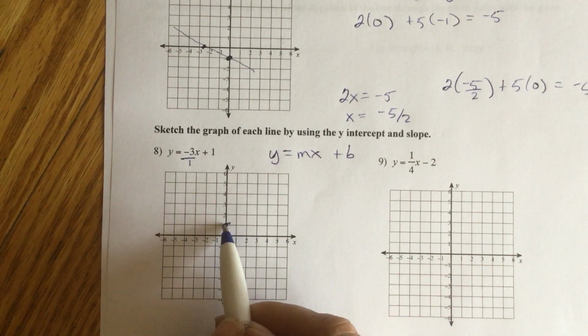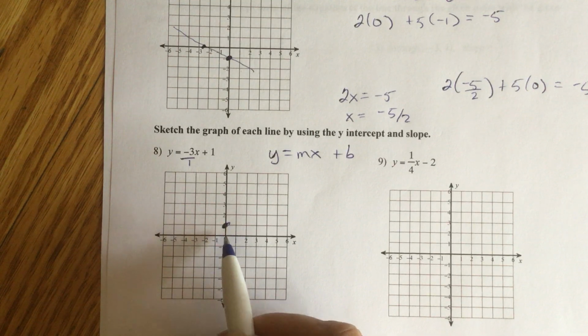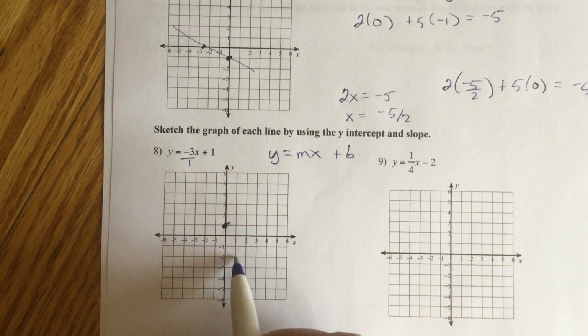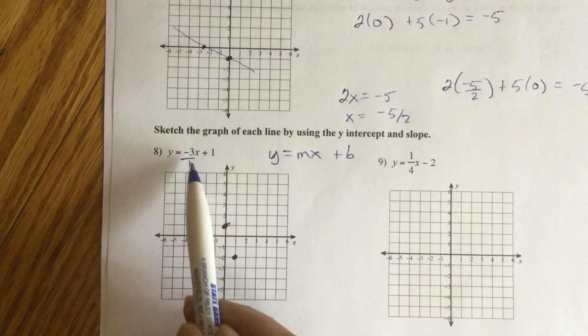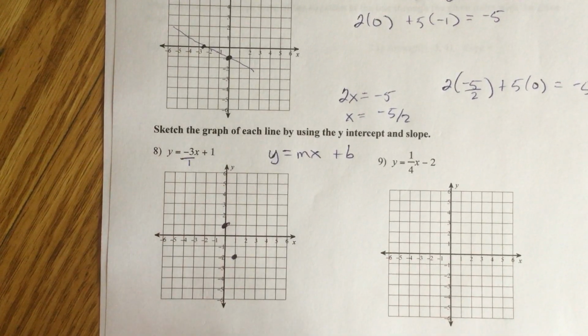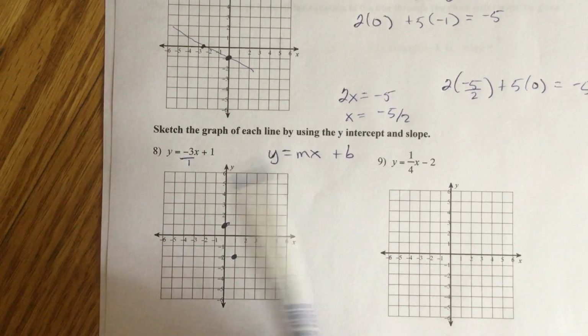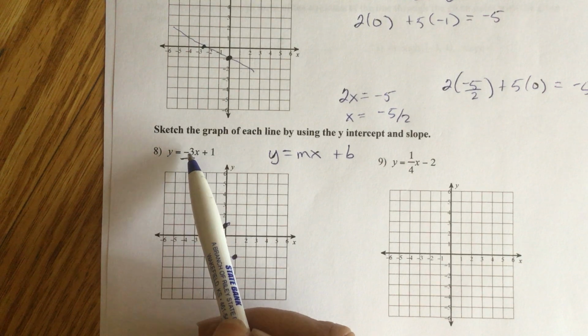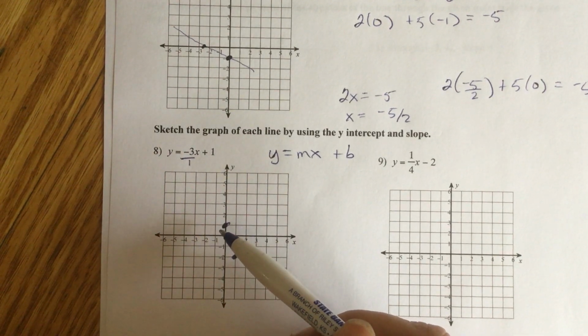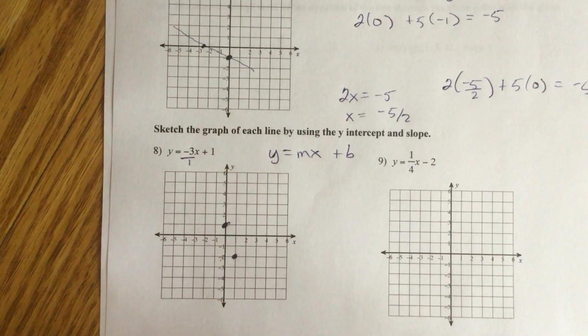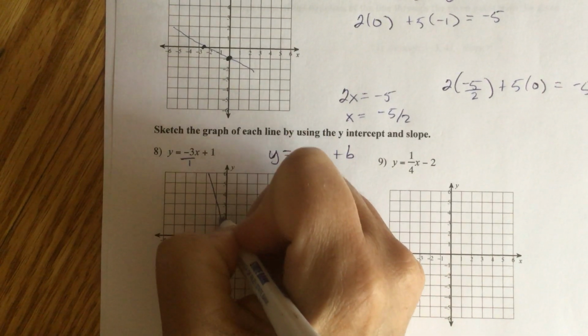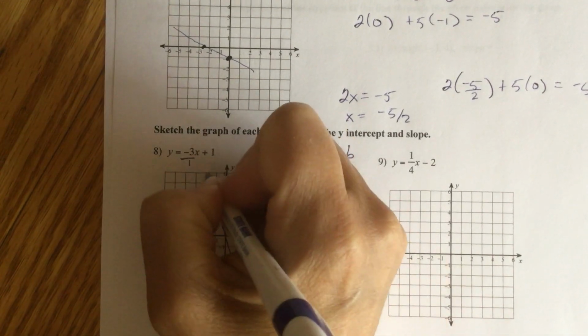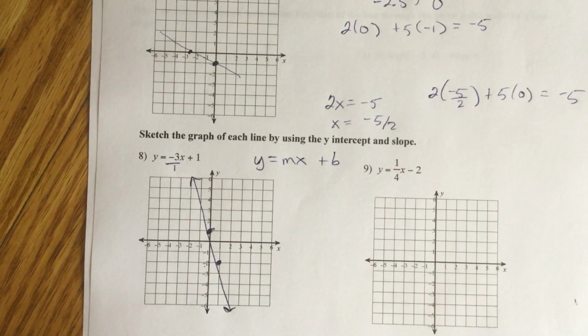So from this point, I'm going to go down 3, 1, 2, 3, to the right 1, because it's negative, so it has to go downhill. Another way you could look at it is that the run is 1 and the rise is -3. So it goes down 3 and to the right 1. So connect your dots and you've got your line.